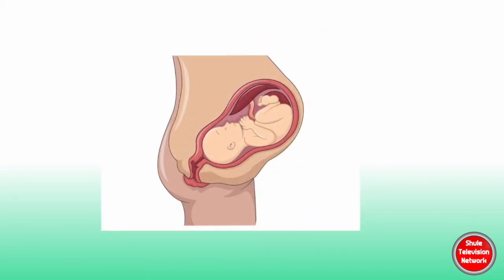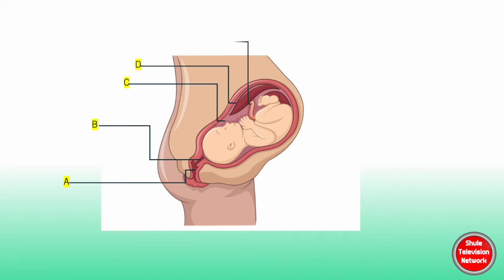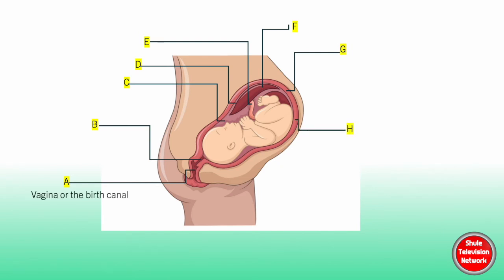This diagram shows the position of the fetus a few weeks before birth. A is the birth canal, also known as the vagina. B is the cervix. C is the amnion. D is the amniotic sac. E is the umbilical cord.